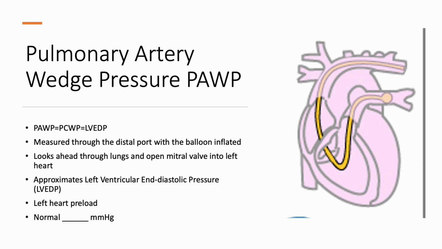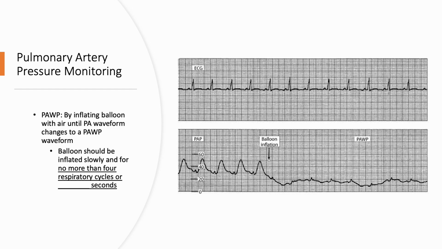The pulmonary artery wedge pressure approximates your left ventricular end diastolic pressure very closely by indicating the pressure within the left ventricle at the end of diastole. Your normal PAWP range is 6 to 12 millimeters of mercury. To measure your PAWP, the balloon should be inflated slowly with air until the pulmonary artery waveform changes to a wedge waveform, which reflects left atrial pressure.